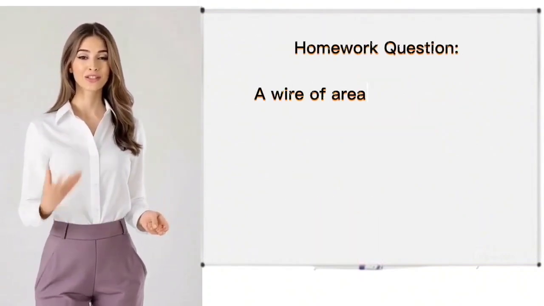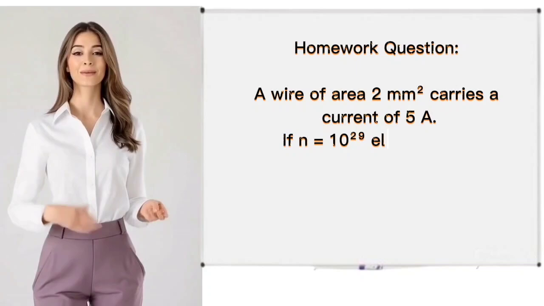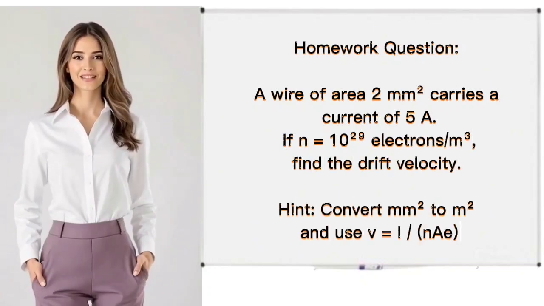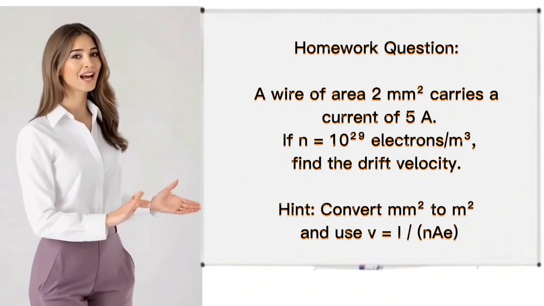Homework question. A wire of area 2 mm² carries a current of 5 A. If n = 10^29 electrons/m³, find the drift velocity. Hint: convert mm² to m² and use v = I/(nAe).